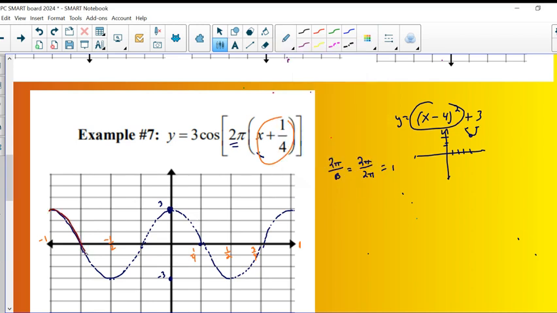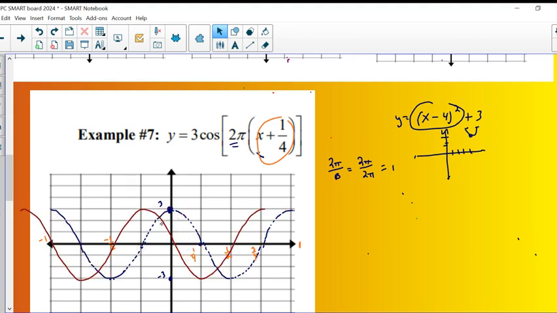So what I'm going to do is just trace this through the magic of Smartboard for this first one, and then shift that to the left by a quarter. Now, notice some of my graph over on the left goes off the page and I'm missing some things. I just wanted to see that image. I'm shifting to the left by a quarter.